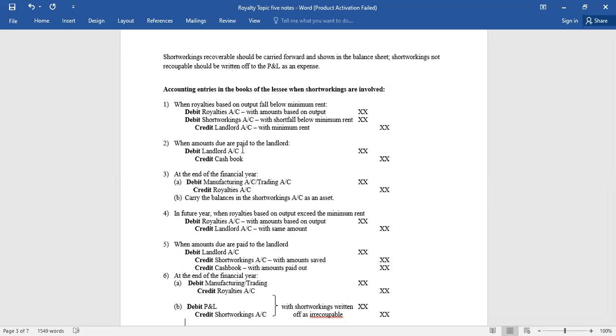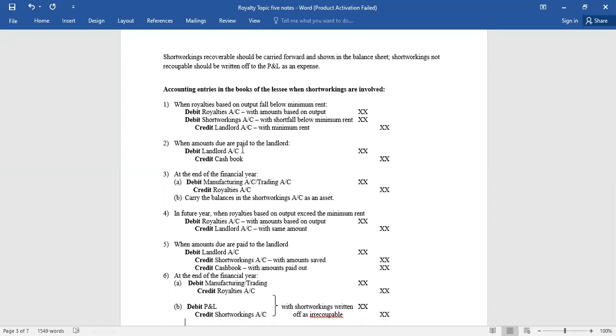Then our transaction 3 will occur at the end of the period when we are closing our books. At this period, we are going to debit the manufacturing account, or the trading account if whatever we were getting is a service. And we are going to credit the royalties account, but the deficit that will be prevailing, all our shortcomings, will now be carried forward. So we are going to carry the balance in the shortcomings account as an asset.